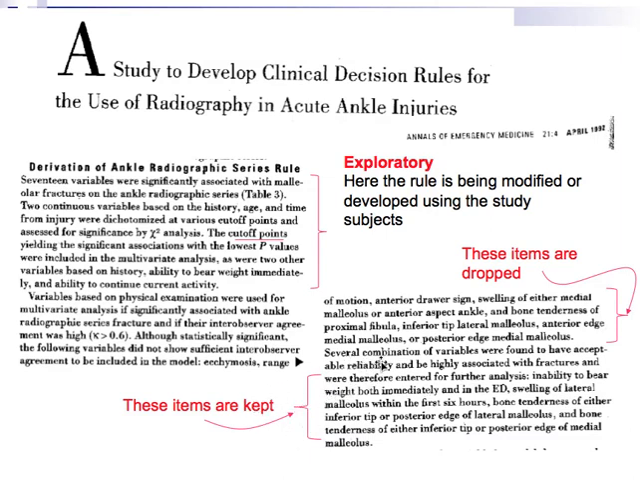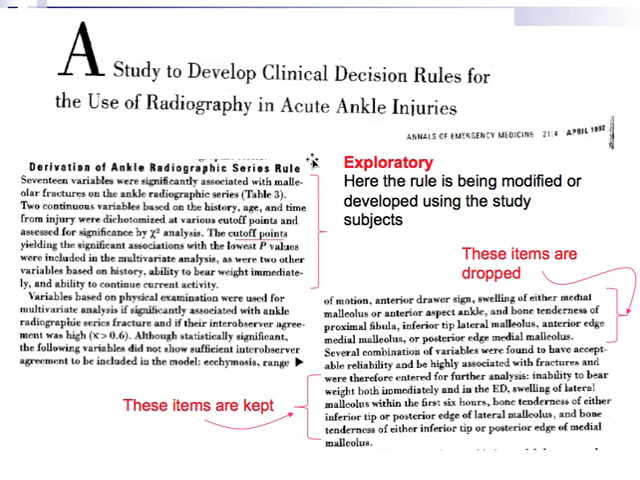So the keepers are the combination of variables found to have acceptable reliability and to be highly associated with fractures, and were therefore entered for further analysis: inability to weight bear, both immediately and in the ED; swelling of the lateral malleolus within the first 6 hours; bone tenderness of either the inferior tip or posterior edge of the lateral malleolus; and bone tenderness of either the inferior tip or posterior edge of the medial malleolus.